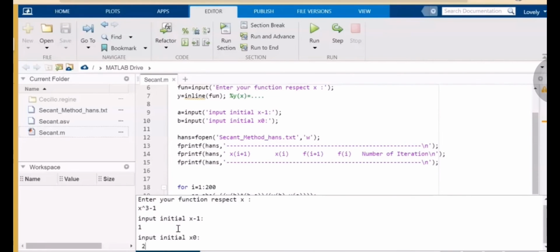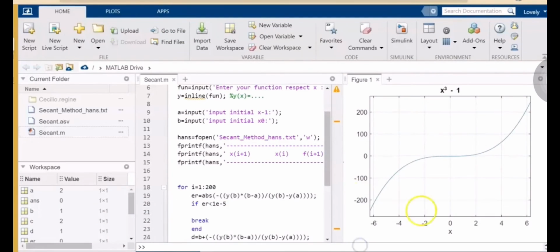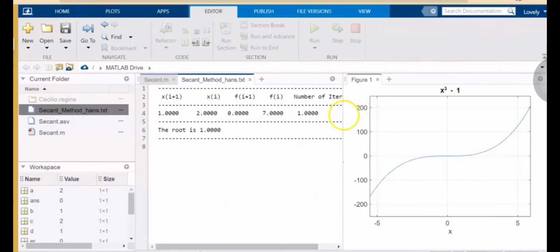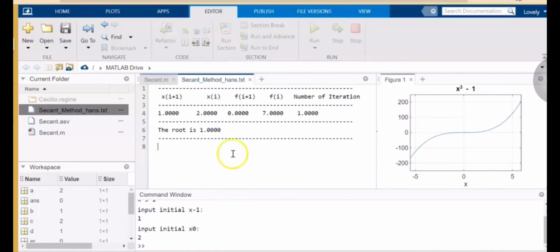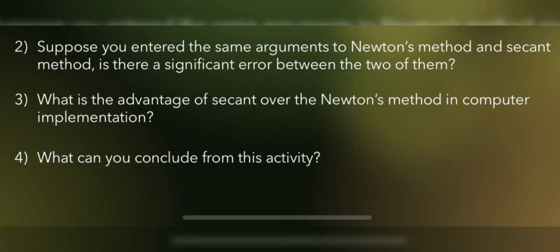The answer is we need to enter our function to the power of minus 1, and then put an initial 1 and an initial 2. So here we can see our number of iterations and the root is 1. For question number 2, suppose you enter the same arguments to Newton's method and the secant method. Is there a significant error between the two of them?